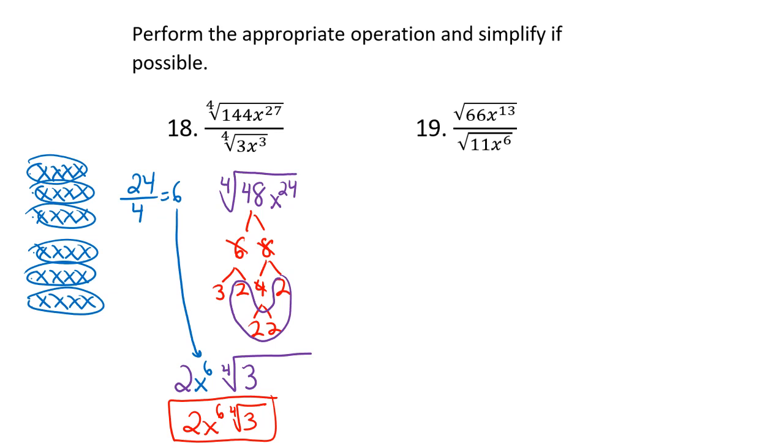Number 19. 66 divided by an 11 is going to give me 6. 13 take away 6 is going to give me x to the 7th. I try to break down 6, I get 2 and 3. There's nothing to circle with an index of a 2. So inside the radical, I'll just have 2 times 3, or you could just write 6. But now I have 7. I could write out 7 x's, or I can try that new shortcut I told you about.